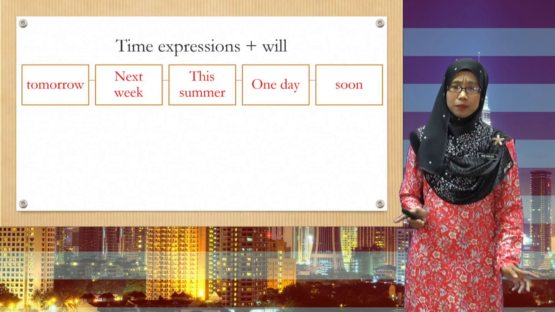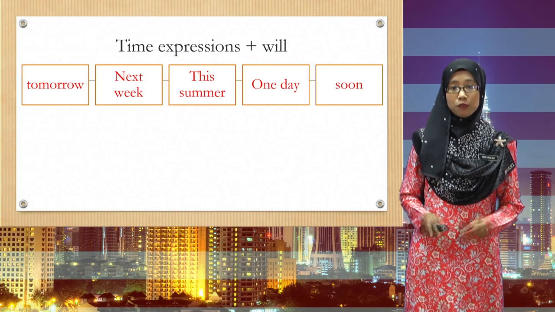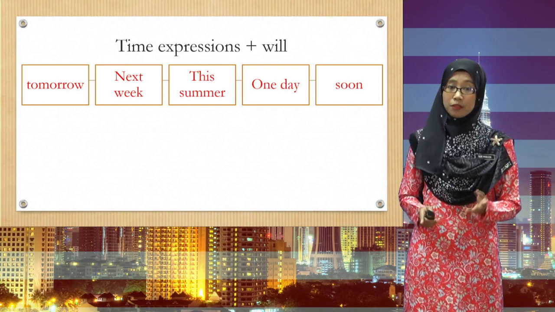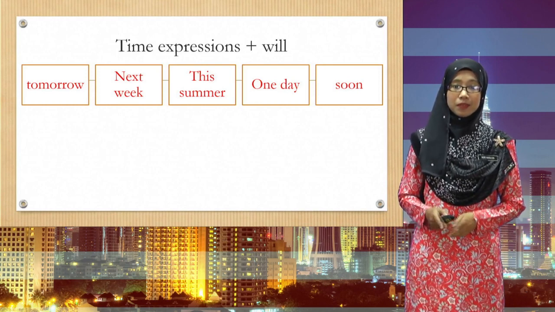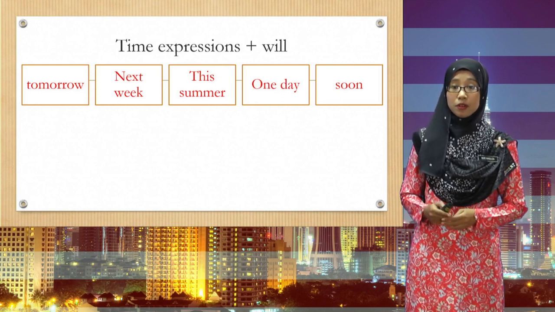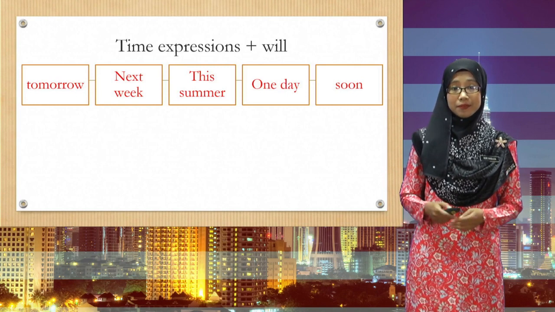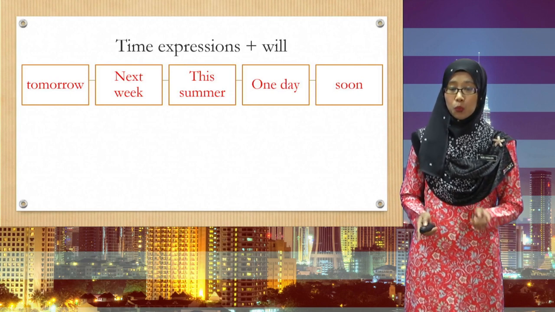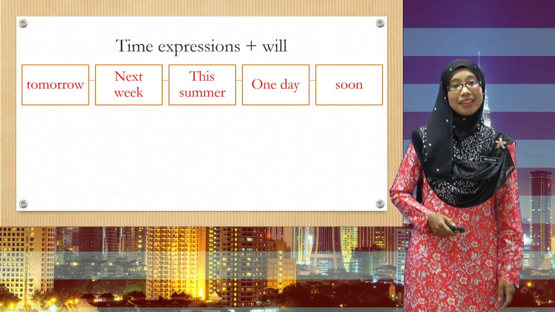When we make predictions about the future with will, we often use these time expressions like tomorrow, next week, this summer, one day, and soon. All of these time expressions explain when the action will happen.